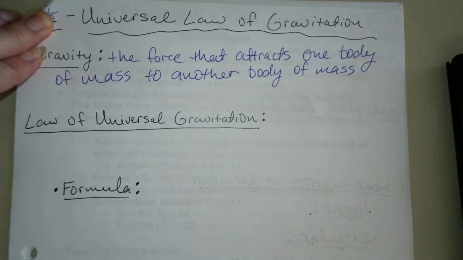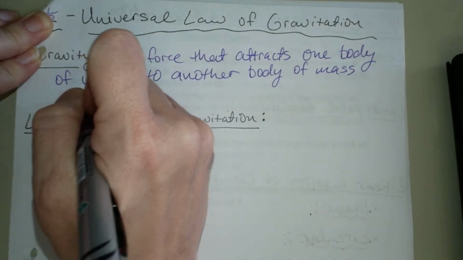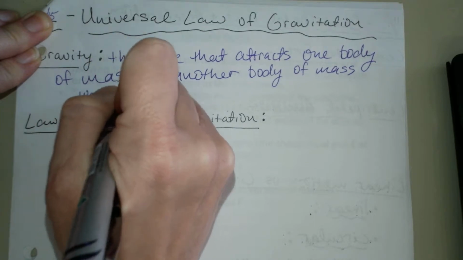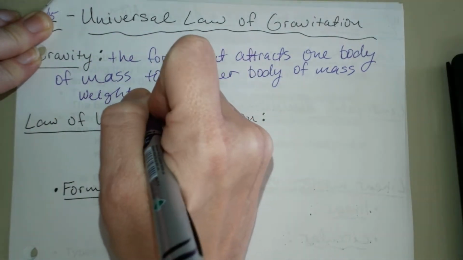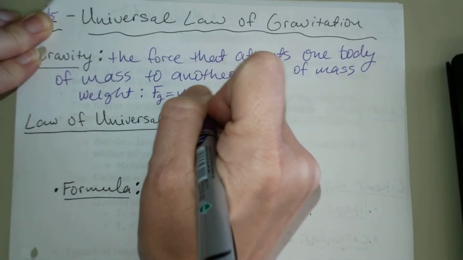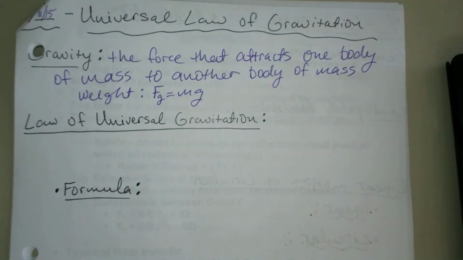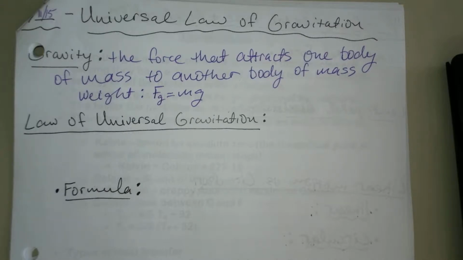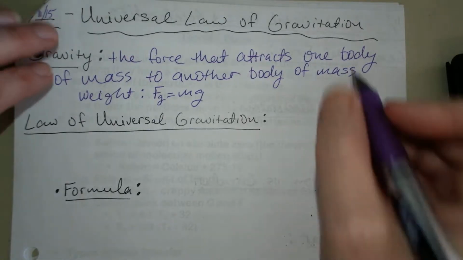Okay, so you already know how to calculate weight. Weight, this is Fg, which you know equals mg. That came from the law of universal gravitation. So what is the law of universal gravitation?